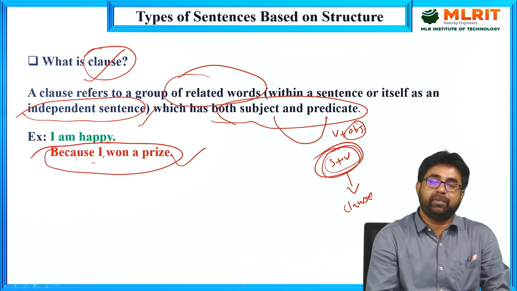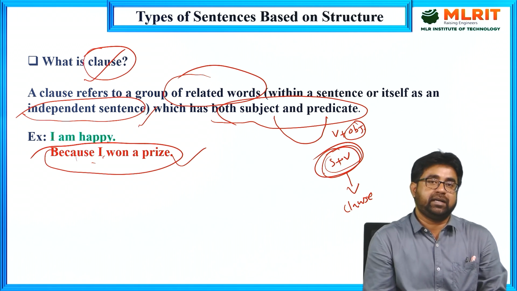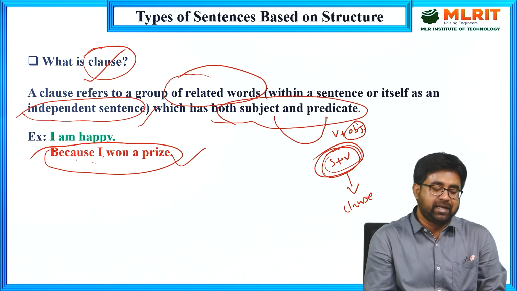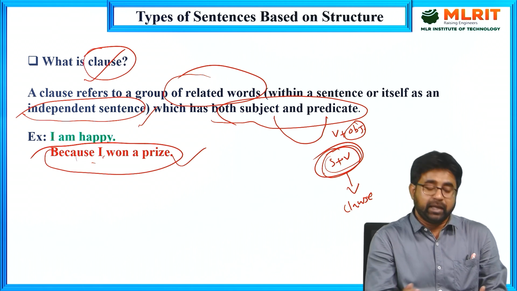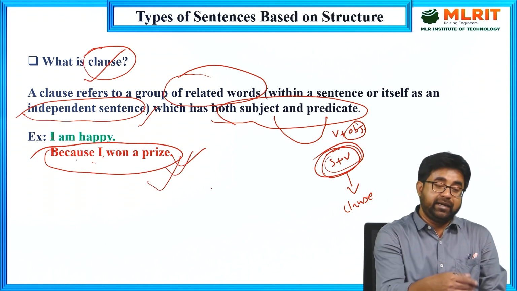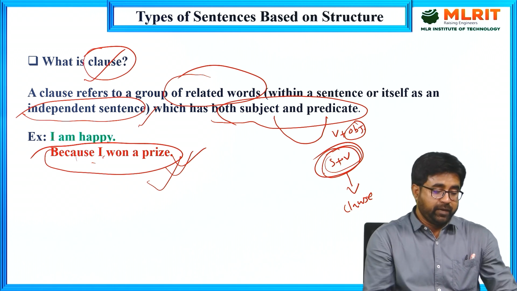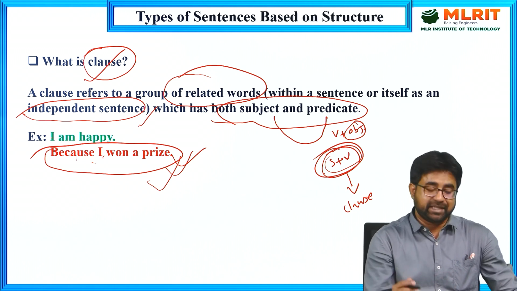If I only say because I own a prize, you might be waiting for the next part of the sentence, or you might understand clearly that there is something else that I have to tell in order to complete the sentence. So it's not a complete sentence. It is not independent. It depends on another part of the sentence, right? So that is very important. Now, I hope you understood the basic definition of clause.